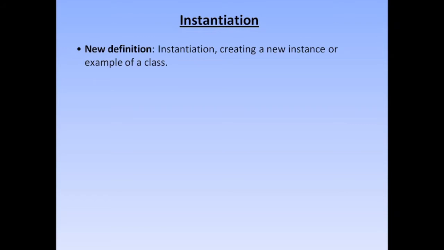Just like variables are instantiated, though not all variables are instantiated, I must tell you. Only the primitive types can be declared without the use of new, but in the case of objects, arrays and strings, we have to use the new keyword, which will in turn instantiate the object.